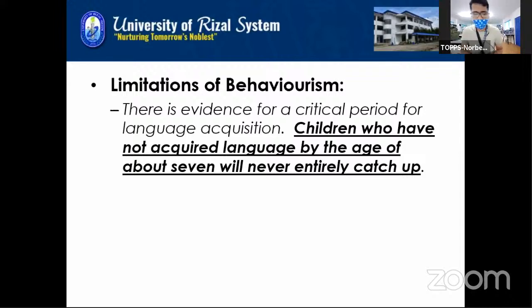Sabi nga, 'di ba, nasa cognitive theory ni Piaget that when a child reaches the age of 7, they have already started the maturity of their brain, and they will now be able to do things on their own, to think on their own, even with less guidance coming from their guardians. Pero may mga cases daw wherein children who have not acquired language by the age of about 7 will never entirely catch up.